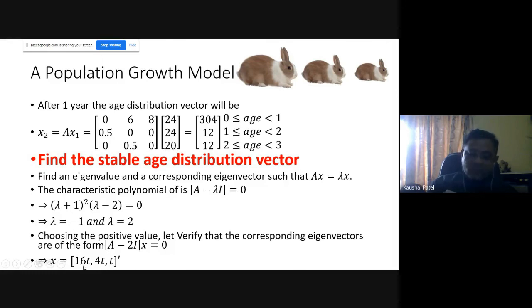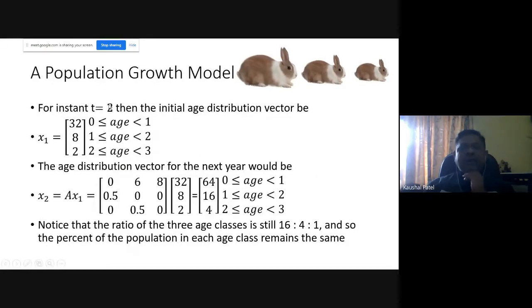This is nothing but, in the first age group, we take a multiplication of 16, the amount of rabbits multiplied is 16. In the second age group, we take a multiplicative of 4. And in the third age group, instead of 24, 24 and 20, this might be 16, 4 and 1. So you can start with this particular number of rabbits, and then you can control your population of rabbits. Otherwise, if you are not selecting this particular population, then your growth is uncontrollable. So this is the way linear algebra may be useful for controlling the population.